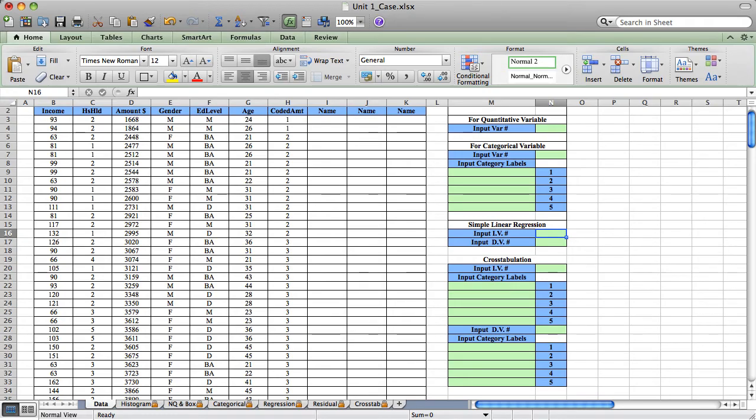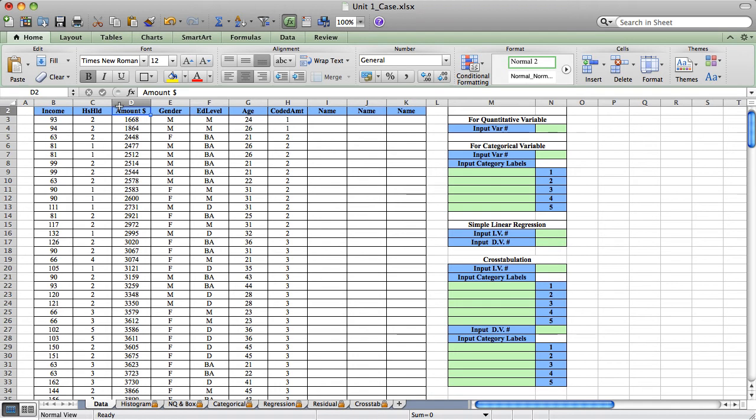Let's run a simple linear regression. If our research question were to be, what is the effect of income, which is quantitative, on the dependent variable amount charged, which is also quantitative. So here we're relating two quantitative variables. One is an independent variable and one is a dependent variable. In simpler terms, we're trying to determine whether or not changes in a cardholder's income affect how they spend on the credit card.